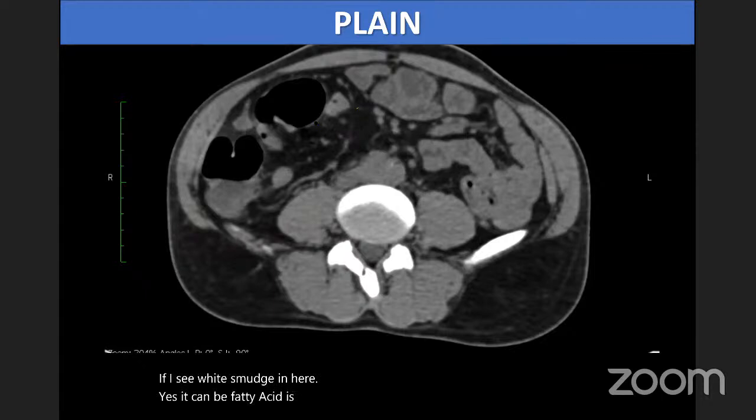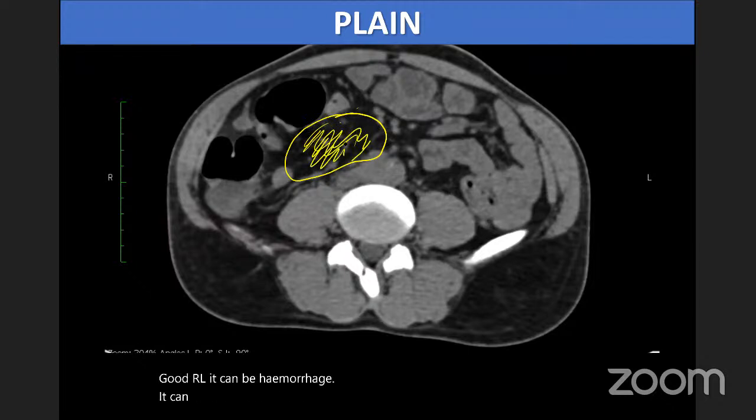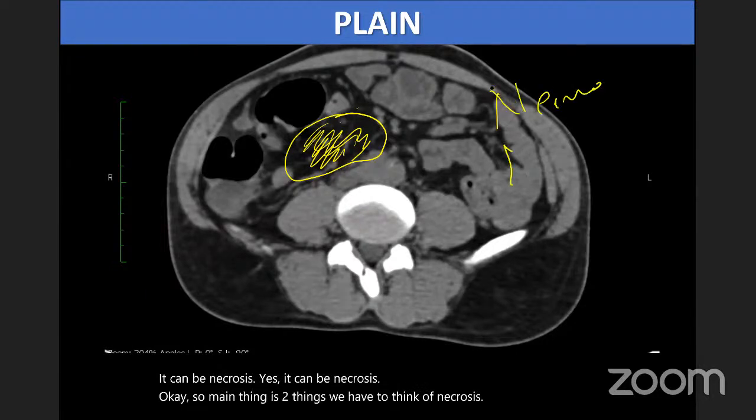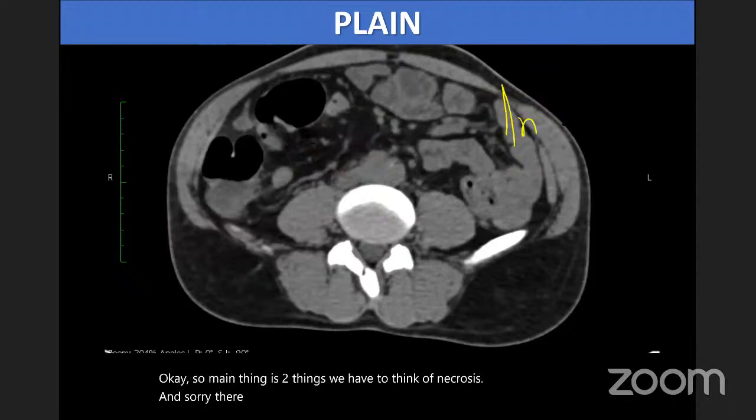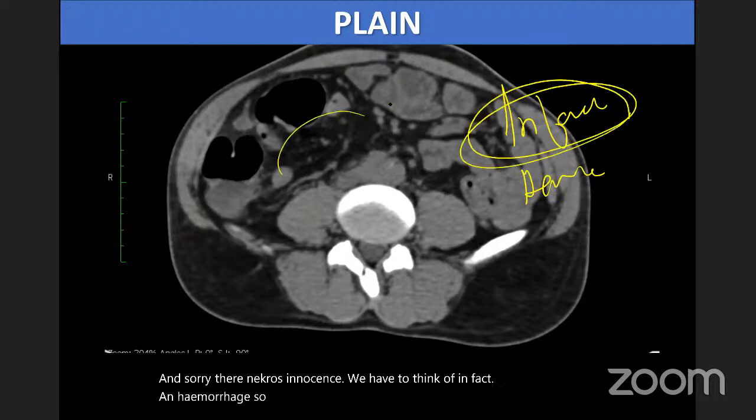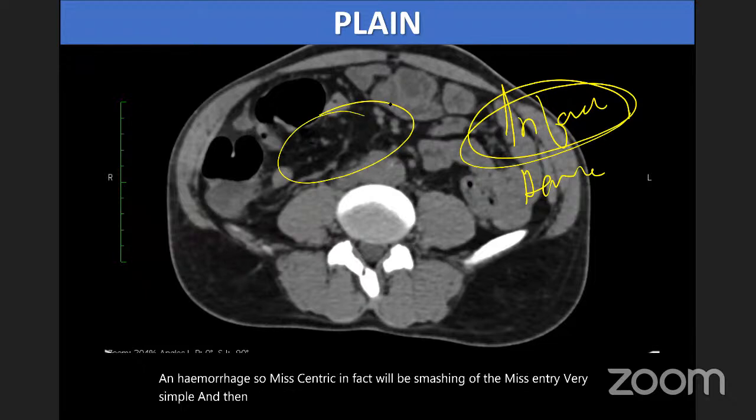So what are the causes of the fat stranding here? Good RL. It can be hemorrhage. It can be necrosis. Okay. So the main thing is two things. We have to think of necrosis, and necrosis in the sense, we have to think of infarct, and hemorrhage. So mesenteric infarct will be smudging of the mesentery. Very simple. And then we have to evaluate the blood vessel. We have to see what is the cause for it. Everything, that is a different issue.